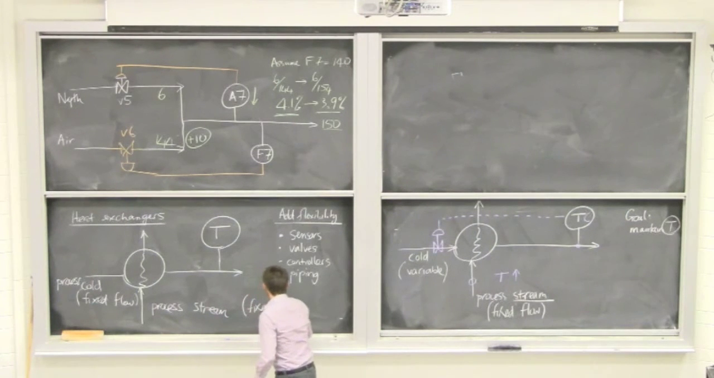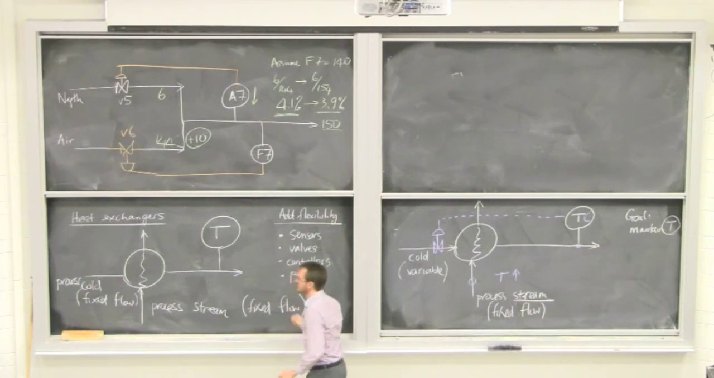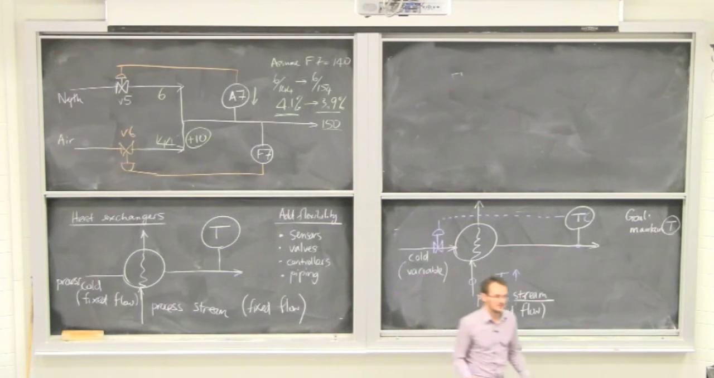But for the same reason, this one is a fixed flow. We cannot vary it. So we've got this requirement, two really good streams, a cold stream that needs to be heated. On the other side of our flow sheet, we've got a hot stream that needs to be cooled. Seems like a perfect match. But neither of them can manipulate their flows.